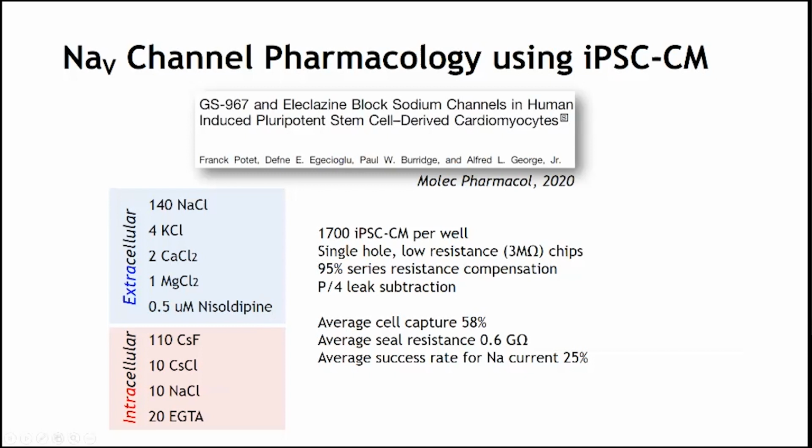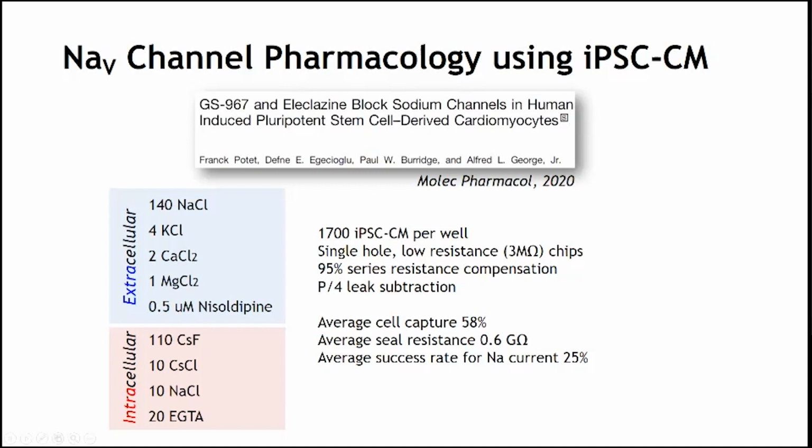We used a high density of cardiomyocytes at that time. These are single hole, low resistance chips, and some of the other metrics that you can see there. And we had to optimize the conditions, but at the time of this study, we were able to get an average of almost 60% cell capture in each 384 well plate, with really good average seal resistances. And overall, the success rate all across the entire plate of measuring robust sodium currents sufficient for doing pharmacological studies was about a quarter of the 384 well plate.